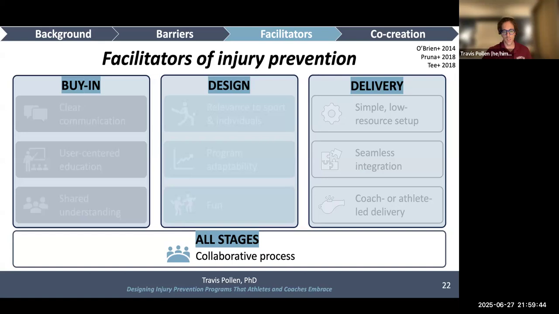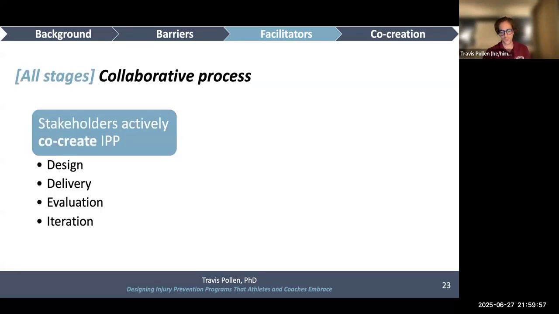So many of these facilitators might seem like common sense, but maybe the things that seem obvious are actually the hardest to do well. And we'll start with the facilitator that cuts across all of the stages, which is the collaborative process. So for an injury prevention program to work, we can't just come to the team and say, hey, listen to me, I have a PhD in this stuff. I've studied it extensively, and here's what you're going to do.